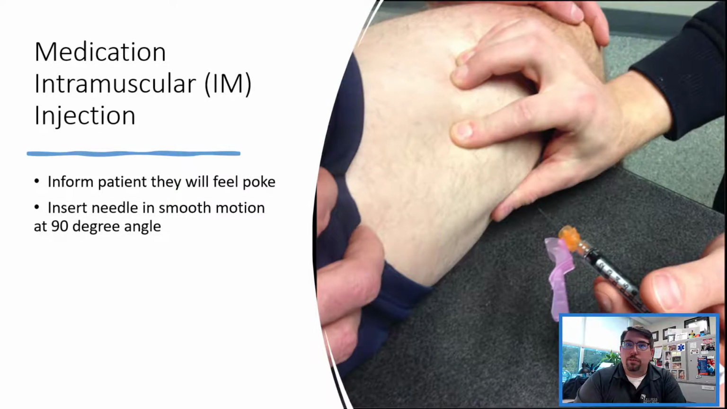Once we prepare for our injection, we would make sure that we have proper personal protective equipment on. You can see that's not demonstrated in this video or this photo, but it should be. We're going to inform the patient that they will feel a poke. We'll typically provide a count of 3, and then we're going to insert the needle smoothly but quickly directly through the skin at a 90-degree angle, making sure that we bury the needle relatively deep to be able to hit the muscle that we're shooting for.